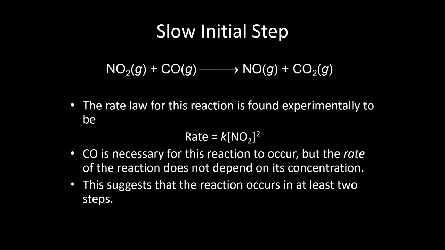All right, picking up where we left off, we said that we were going to look at the two possibilities where we have a slow first step or a slow second step. So we have a reaction here that we're looking at as an example, and the rate law for this reaction is found experimentally to be the rate is equal to k times [NO2] squared.